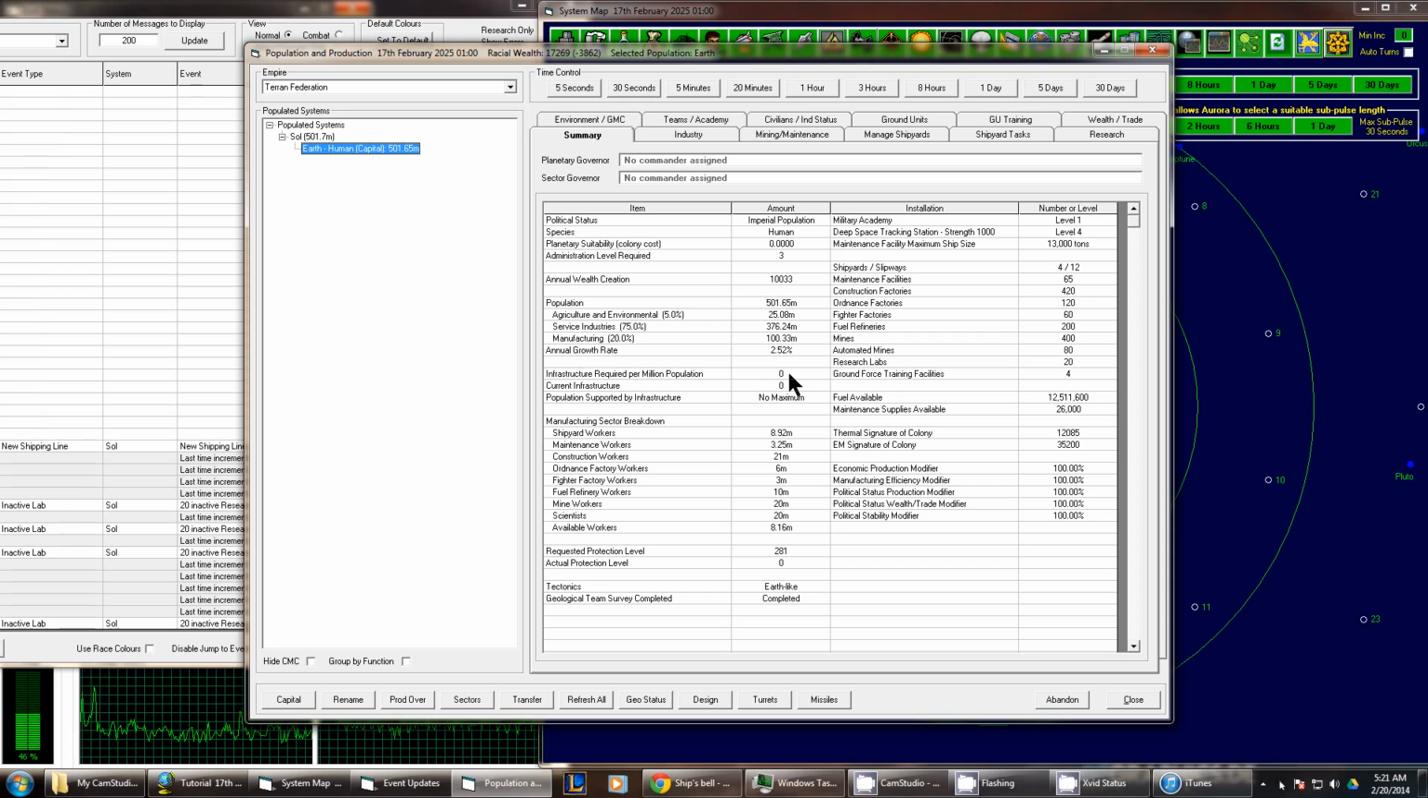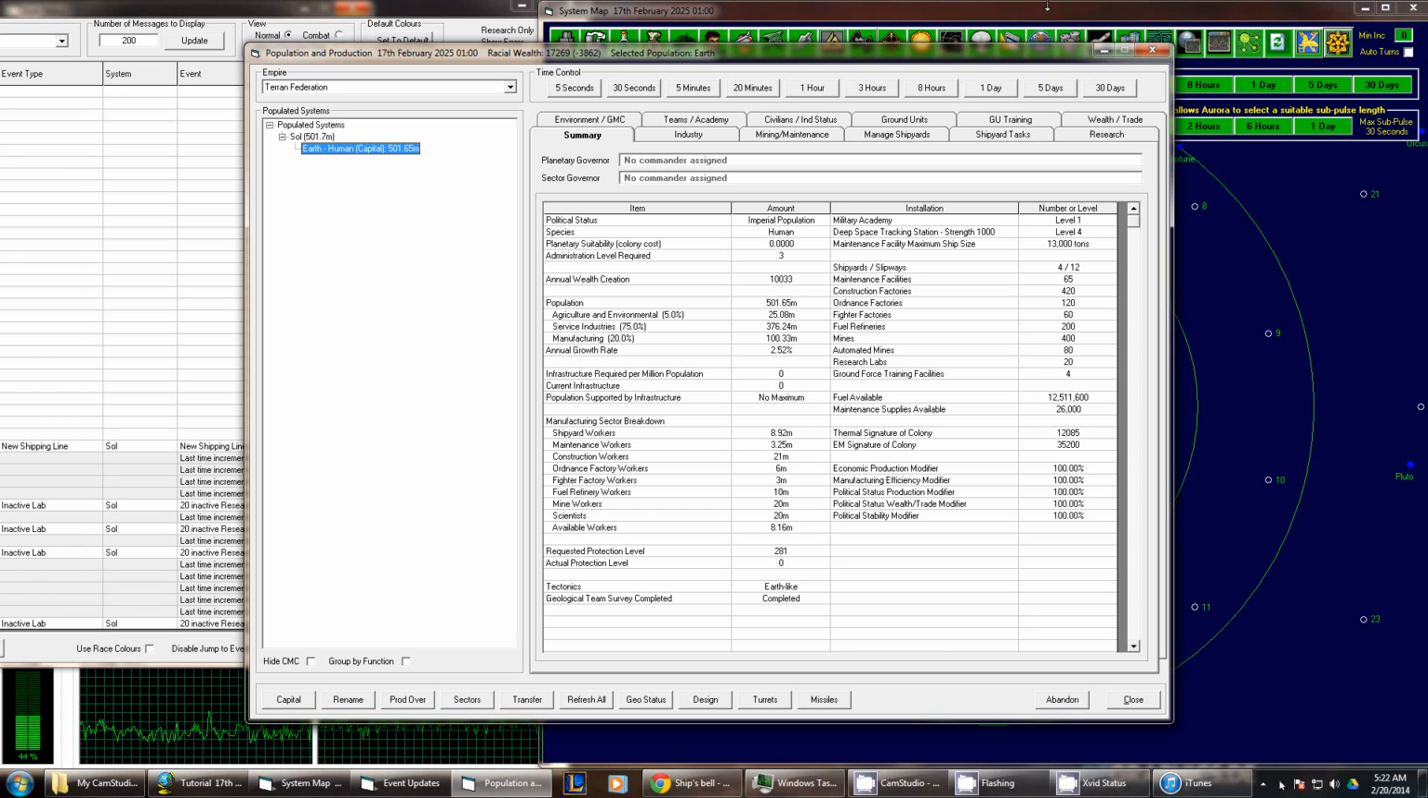Infrastructure required per million population. This is based on how hard it is to live there. You don't need any infrastructure, as in like breathing apparatuses or air conditioning or whatever, to live on this planet. So there's no infrastructure, and the population that's supported by infrastructure, no maximum.